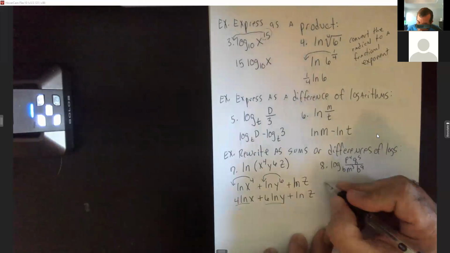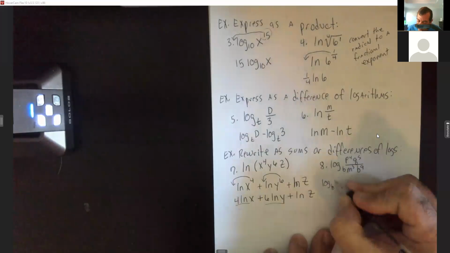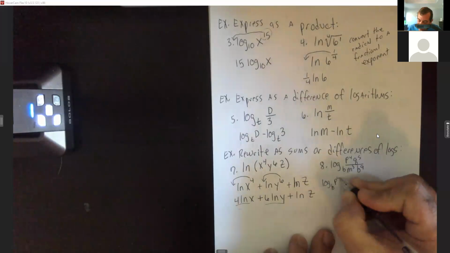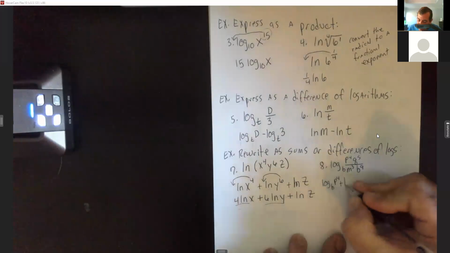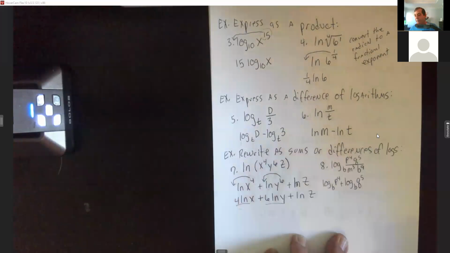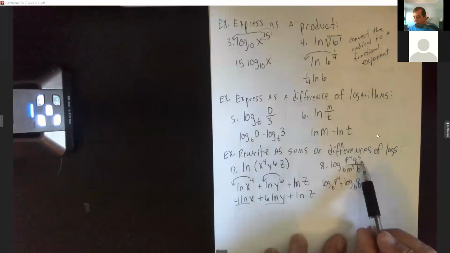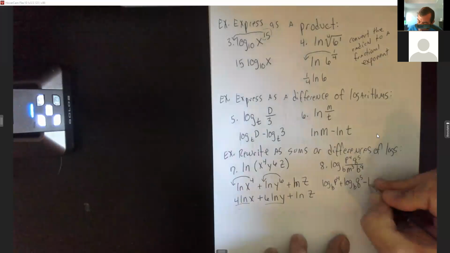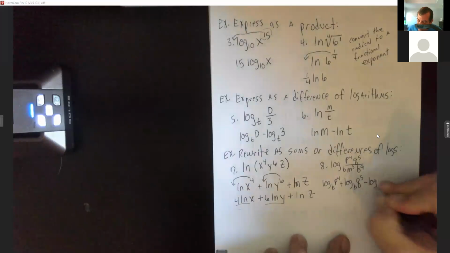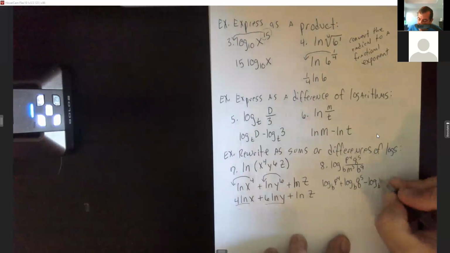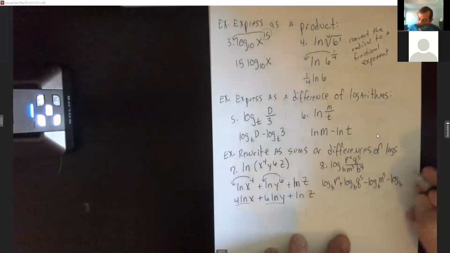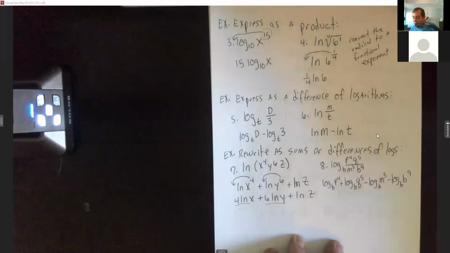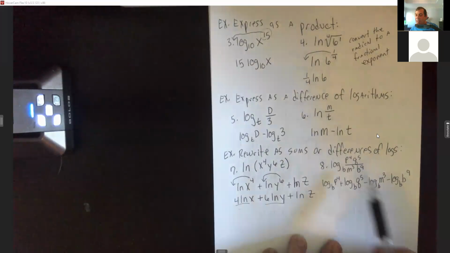So I got my log b of p to the fourth plus my log b of q to the fifth. Both those factors were on top, so they're both positive. The m to the third and b to the ninth are on bottom, so they're going to be negative. So minus log b of m to the third minus log b of b to the ninth. So when you rewrite these, tops are always positive, bottoms are always negative.